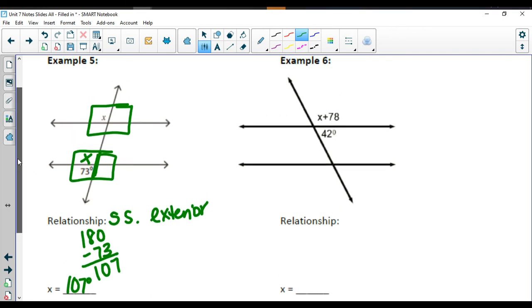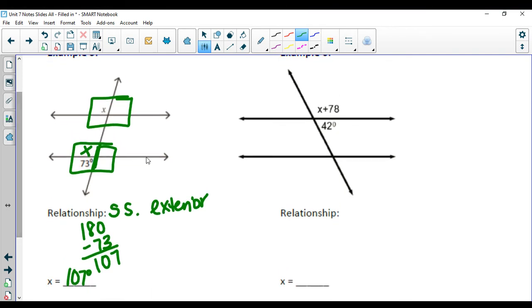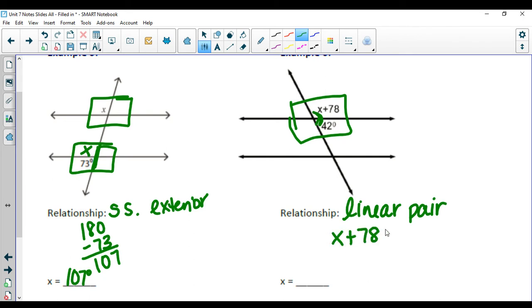Over here, this next one, they're in the same clump, so that's a little bit different. What this means is we can pretty much ignore the bottom clump and just look at the relationship. Are they vertical or linear pair? So these are just straight up a linear pair. And hopefully you've noticed all along in this lesson that the only two relationships that exist here are either vertical or linear pair once you do that slide. So a linear pair would tell me that they have to add up and give you 180 degrees.